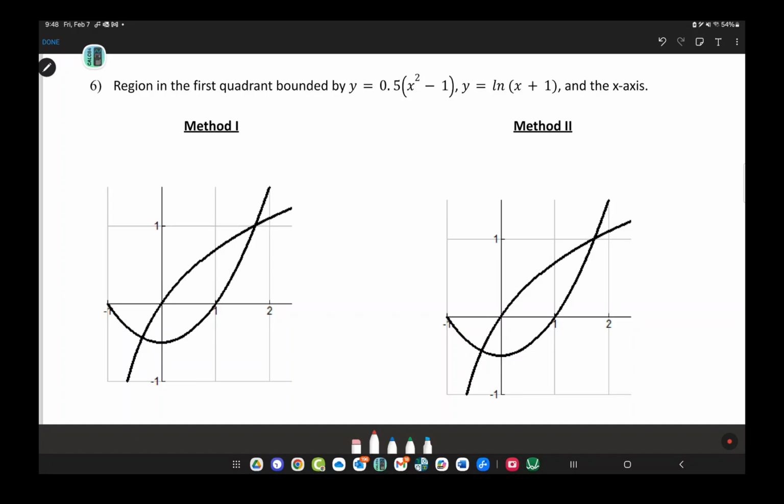Number 6. We have the region in the first quadrant, bounded by y equals 0.5 x squared minus 1, and y equals natural log of x plus 1, and the x-axis. So we want specifically what region? The first quadrant. So I'm taking these two functions. This is natural log of x plus 1. This is 0.5 x squared minus 1. But only in the first quadrant. So this area right here.